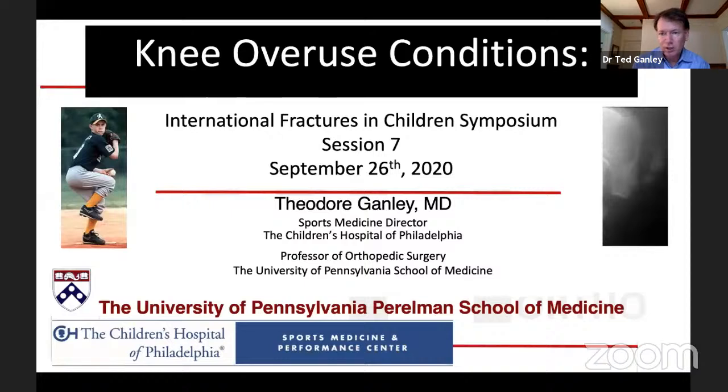Incidence of union was the same. So Todd Milbrandt from the US has a really nice series of excellent outcomes with open treatment. I think that's a perfectly reasonable option to fix those fractures.